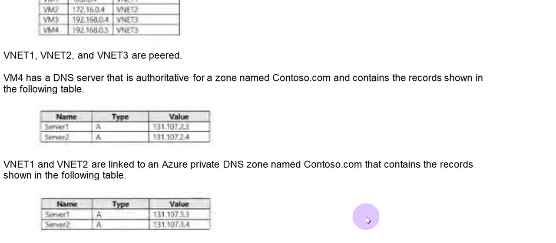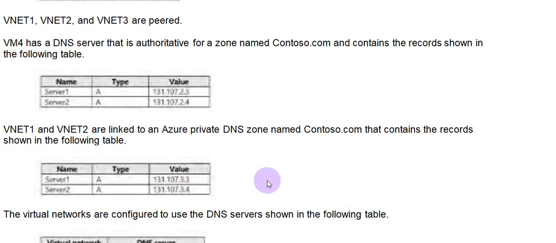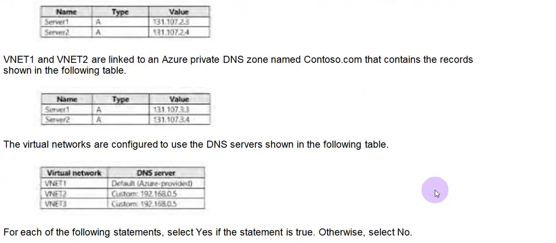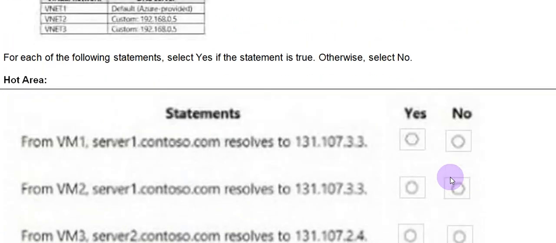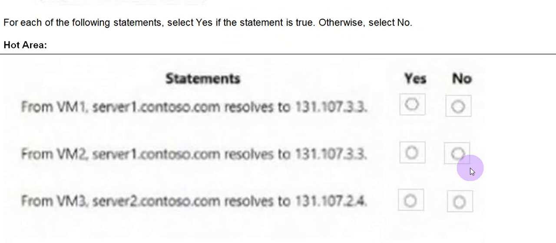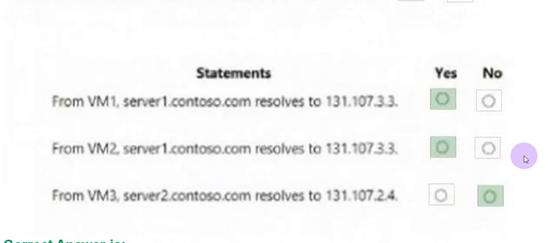VNet 1 and VNet 2 are linked to an Azure private DNS zone named contoso.com that contains records shown in this table. The virtual networks are configured to use DNS servers shown in this table. For each of the following statements, select yes if the statement is true, otherwise select no. These are the statements. Solution. We find that the first and the second statement is true, the third statement is false.